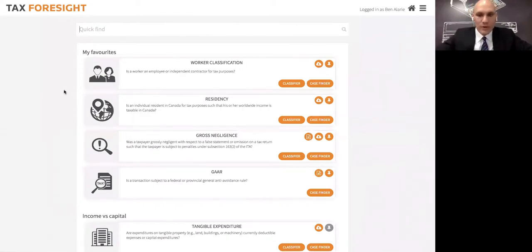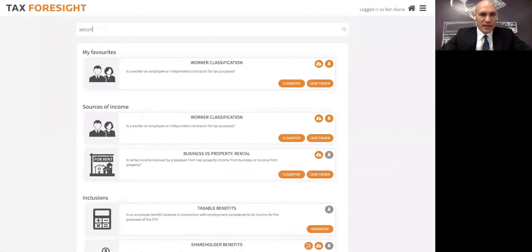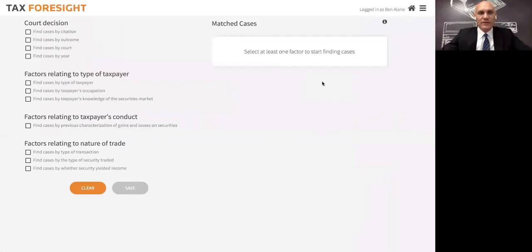Okay, a couple other things that I want to show you here. One would be, let's go back to the securities trading classifier, the case finder. So what's the case finder all about? What's happening here with the case finder? Well, the case finder is a way to find the cases that you really might want to locate for your own advocacy purposes. So if you're trying to position your client's case in a particular way, you're looking for that case that you can use to provide additional support for an argument that you may be making.